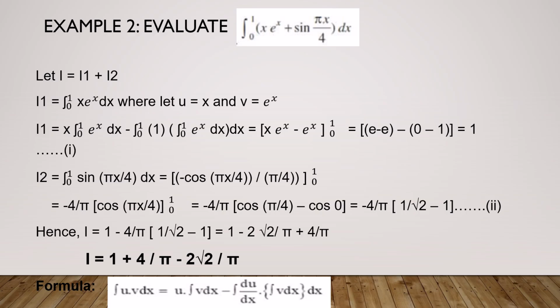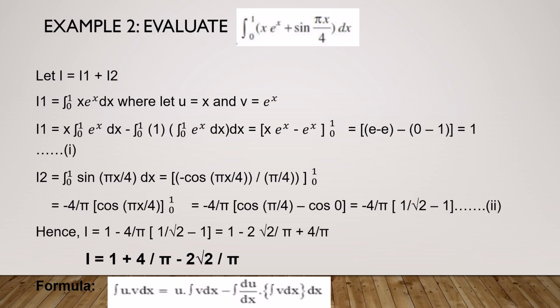Next example. Integrate integral 0 to 1 x e raised to x plus sine of pi x by 4 dx. There are two terms. We will integrate each of them individually. So I can be written as I1 plus I2. I1 means the first integral is 0 to 1 x e raised to x dx. What is the multiplication rule for integration we have studied? Integral u v dx is u into integral of v dx minus integral of du by dx into integral v dx, whole dx. So choose your function u as x and v as e raised to x.